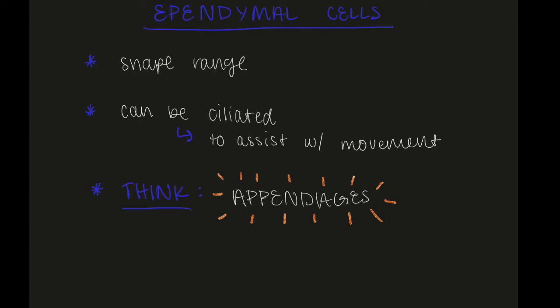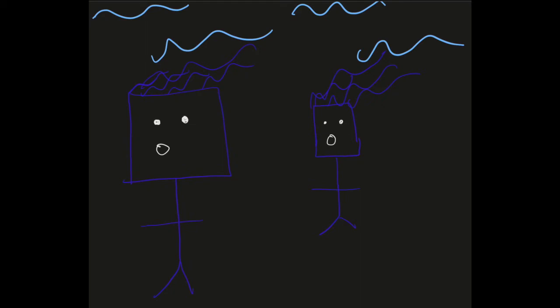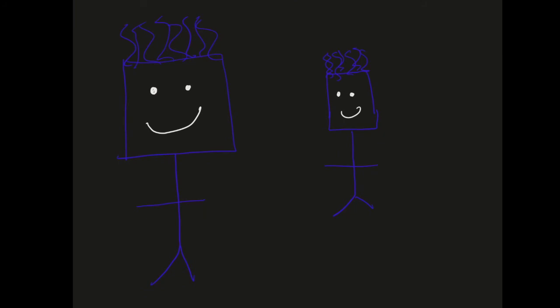The final cell within the central nervous system that I want to talk about is the ependymal cell. Whenever I think of ependymal cells, I think of appendages, because ependymal and appendages kind of sound a little bit similar. Now, remember the key thing to note about ependymal cells is that they are ciliated. And what do we typically use cilia for? That's right, movement. So I drew these cells in different sizes because they vary in size, but here's an image of our ependymal guys using their cilia, or in this case their hair, to move the cerebrospinal fluid surrounding them.